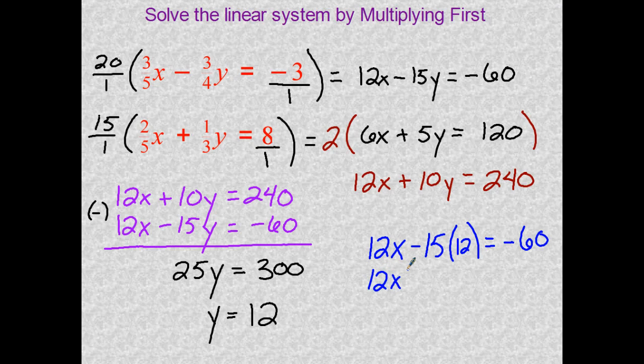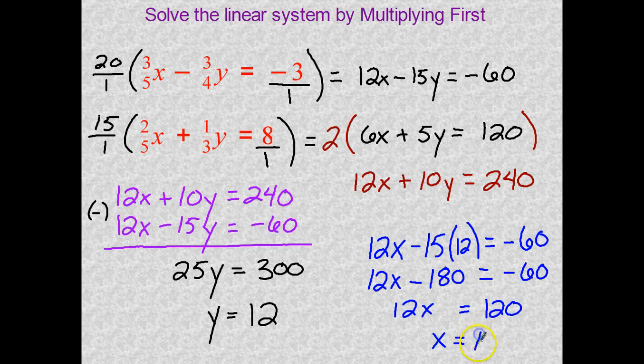All right. 15 times 12, let's see, 15 times 4 is 60, and there's 3 of those, so that's negative 180, and that is equal to negative 60. Add 180 to both sides, inverse operations, so 12x is equal to, let's see, negative 60 plus 180 is positive 120. Divide both sides by 12, x is equal to 10. So now we have the solution. If I can find some room on this paper here, our solution, x is 10 and y is 12. All right, I think that's got us here.